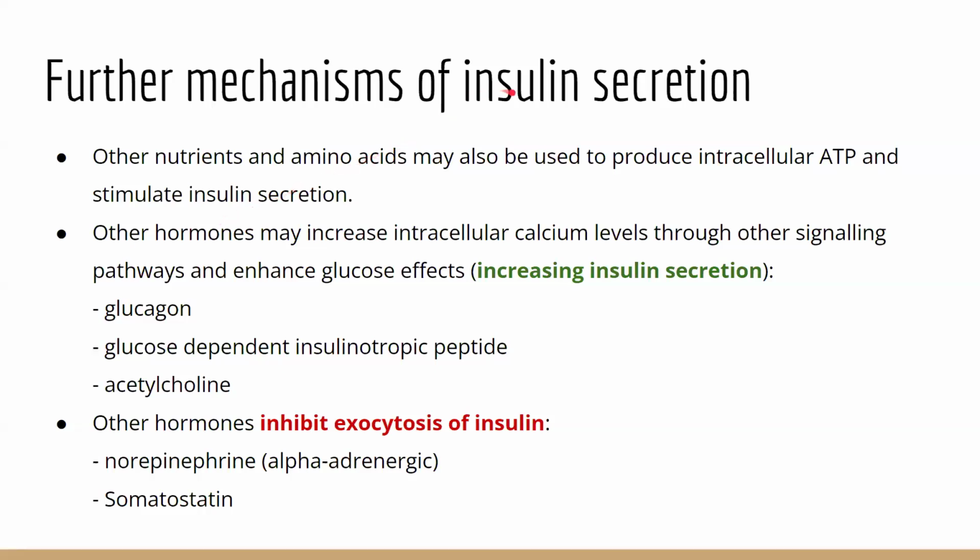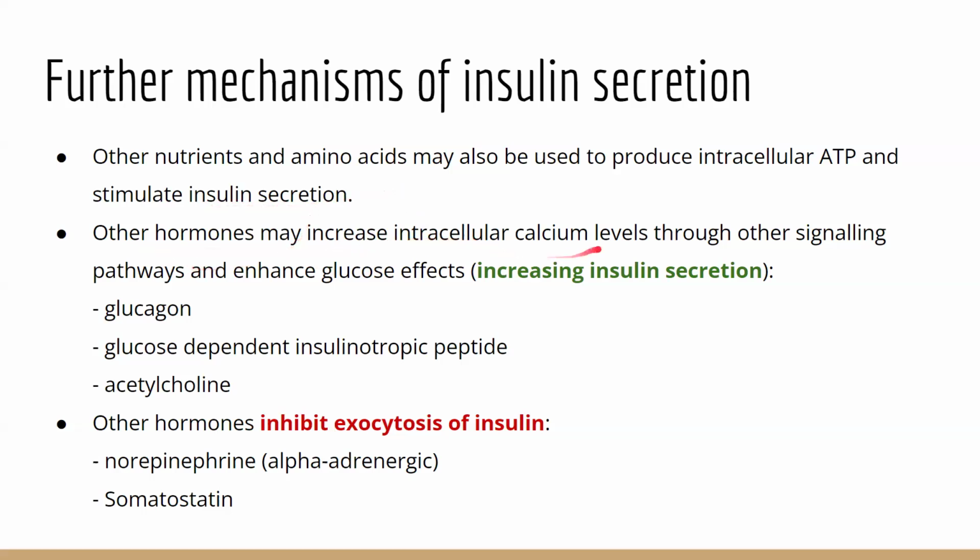Okay, further mechanisms of insulin secretion. Other than what we talked about, we said glucose was the main key substrate for the release of insulin, right? Because it enters through the GLUT2 transporters and causes the effect. But you can have other nutrients and amino acids, which may also be used to produce intracellular ATP and stimulate insulin secretion. Because you studied this in molecular biology as well, when you have the process of respiration, you can have multiple substrates. Glucose is the preferred one, but you can have amino acids, fatty acids, anything else. So all of them can stimulate insulin secretion.